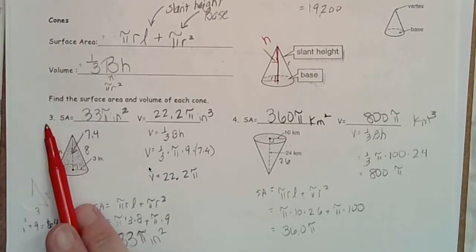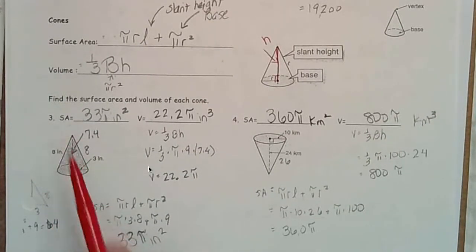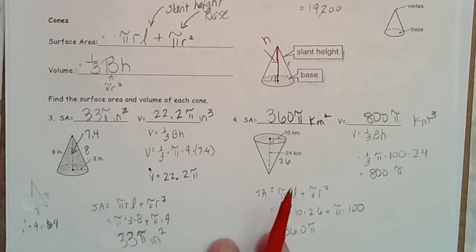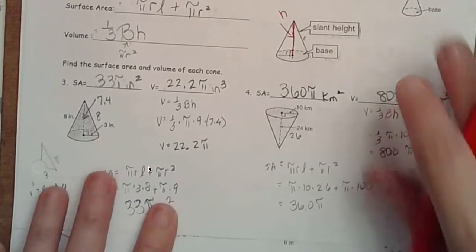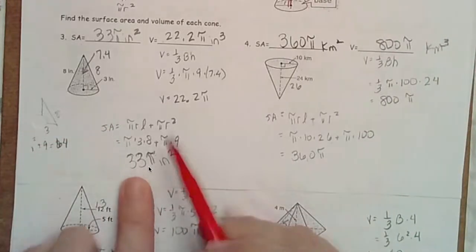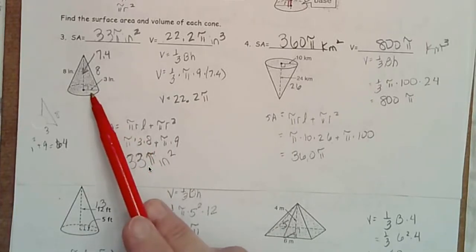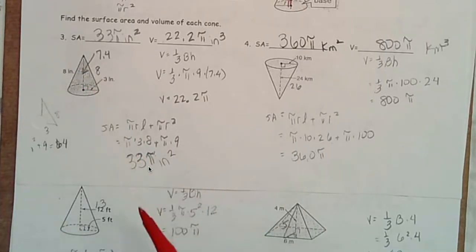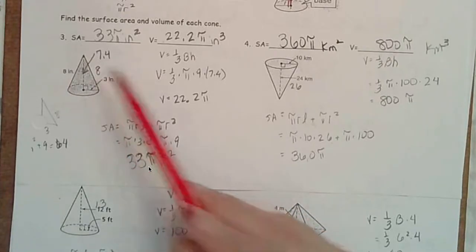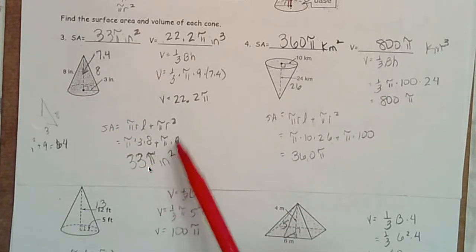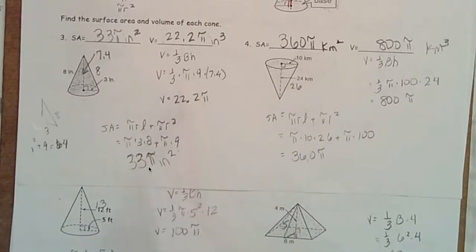Let's go with number 3. Number 3, first we want the surface area. So here's my picture, and I'm rewriting my formula. Pi r L plus pi r squared. Great. So pi times my radius, which is 3, slant height, oh, here it is at 8. I just put it on the other side, 8, plus pi times r squared. 3 squared is 9. 24 and 9 is 33 pi inches squared. Perfect. Moving on to volume.